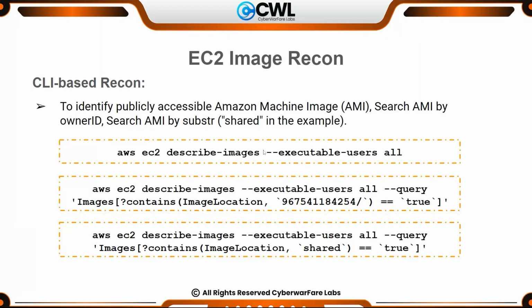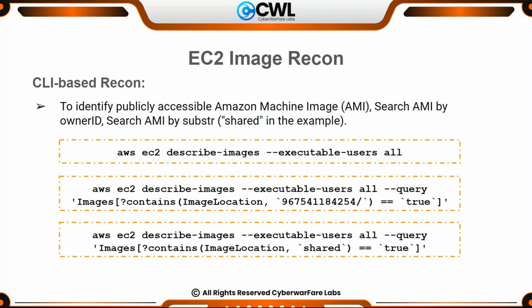This command consists of two important components. One, we have describe images, and next we have executable users. The describe images component retrieves information about AMIs, which act as templates for creating virtual machines. And the executable users option filters the AMIs based on the executable users. By specifying all, it indicates that the command should return details about AMIs that are publicly accessible and can be launched by any AWS account.